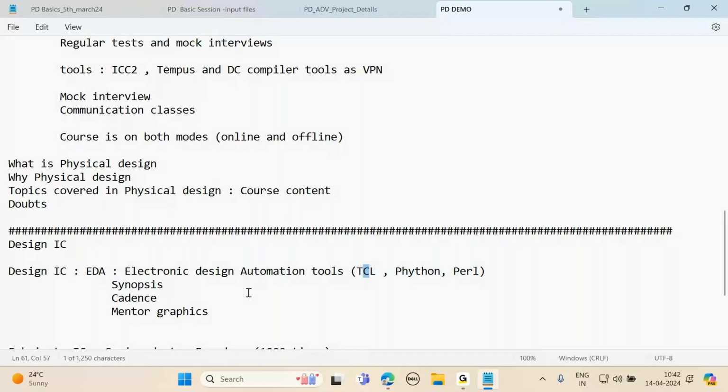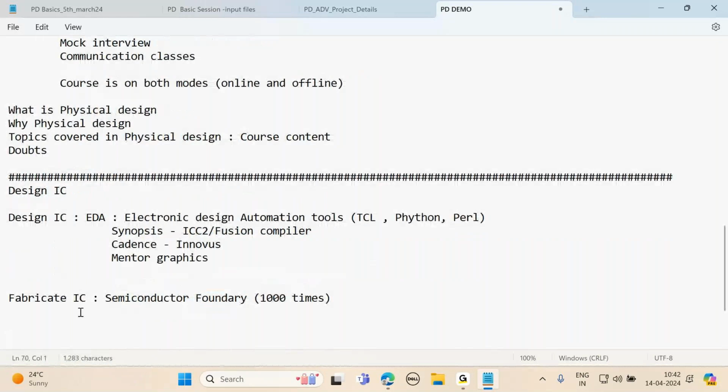Because your EDA tool, whatever you use here, be it ICC2 or Fusion Compiler, is for physical design. I'm writing only for physical design. From Cadence we use Innovus. These tools can understand only TCL. So if I want to interact with the tool, I should know TCL. By using these tools, I am going to design an IC. After designing an IC, what information should I give to the foundry to fabricate my IC? What do I give?